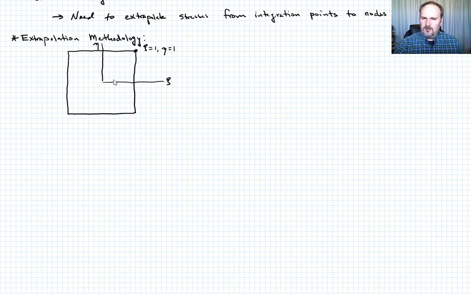We also know that the integration points are already pre-chosen, so let me mark those. There are our integration points, and those are all at plus or minus 1 over the square root of 3. So that integration point is at ξ equals 1 over the square root of 3, and eta equals 1 over the square root of 3, just for illustration. Okay, so that's what we're looking at.